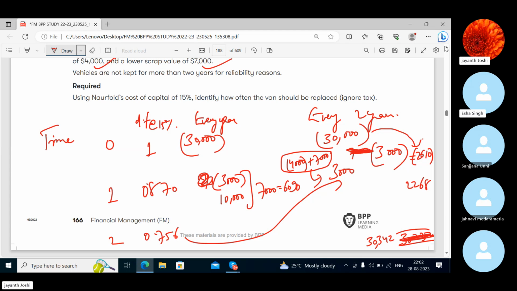So can you repeat it again, sir? Which one? What will we not take? You are going to take the running cost, right? You are not going to take the resale value of the first replacement cycle. So 3,000 into 0.756. Why 0.756? 0.870 is for the first year running cost. There is one negative 3,000, one positive 3,000. Positive 3,000 into 0.756 is this.